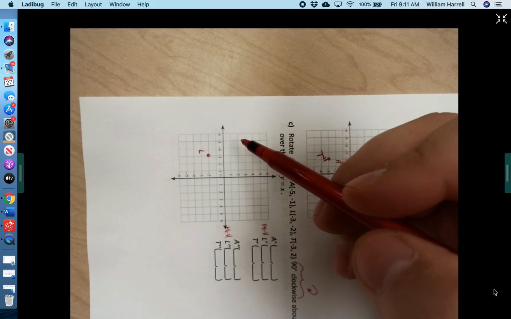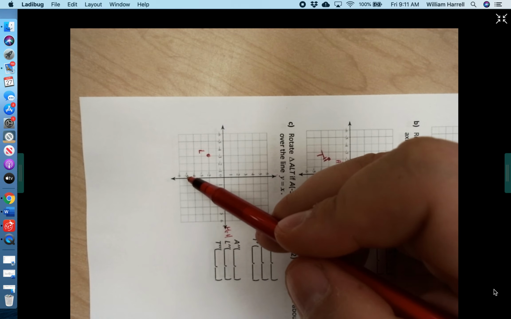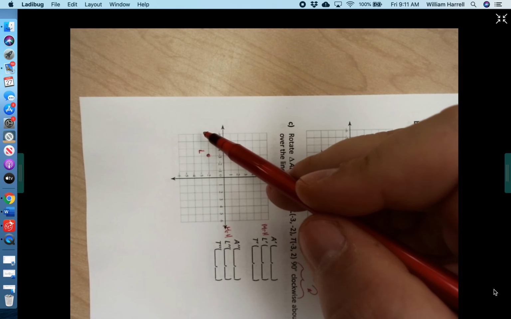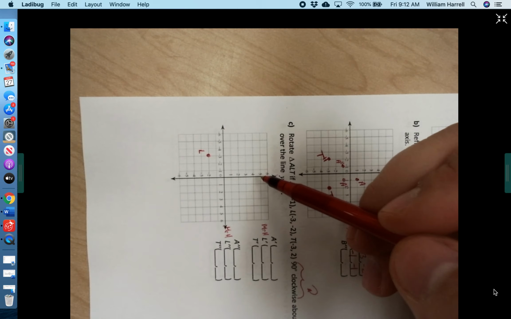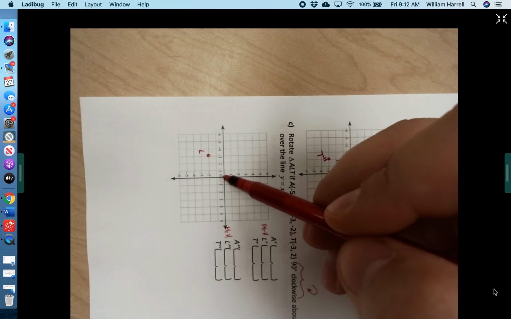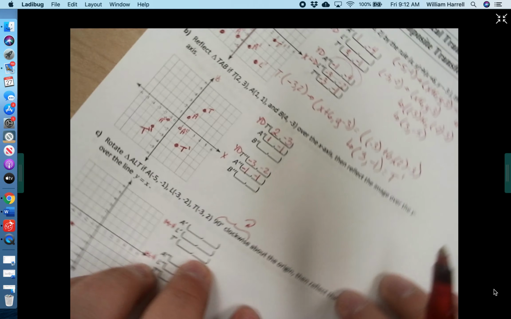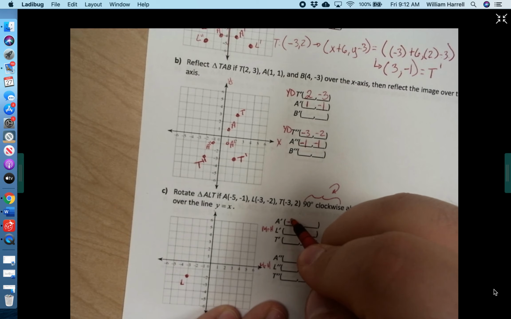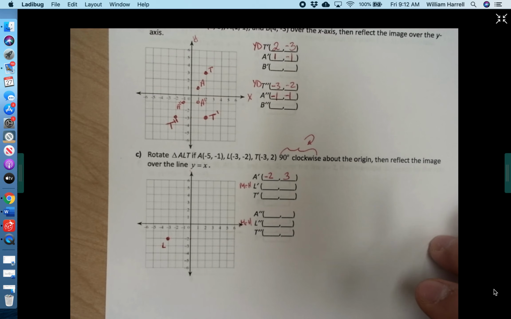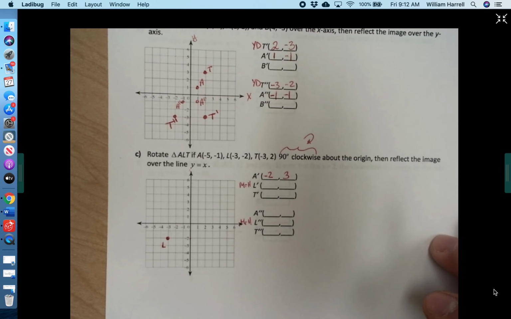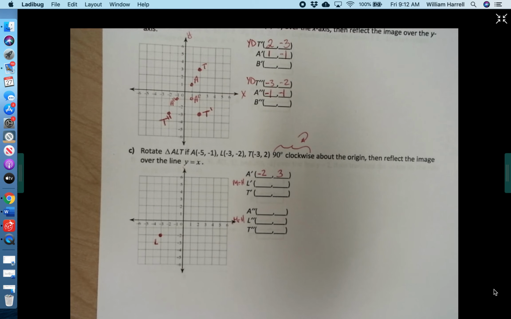This is where knowing the coordinate plane matters: on the left side, X is negative, top Y is positive, bottom Y is negative, right side X is positive. So if I plot this, I get negative 1, negative 2, 3. Again, I don't use rules because I'm not smart enough to use them. It's more stuff to remember, so I try and keep everything extremely simple.